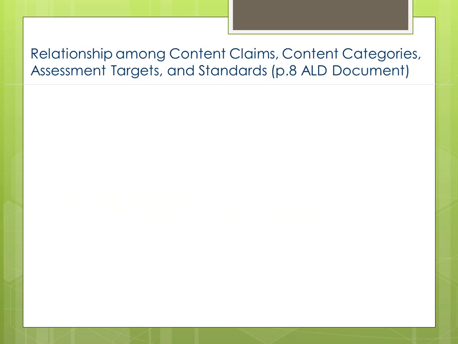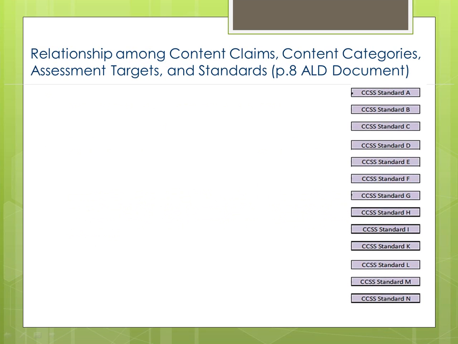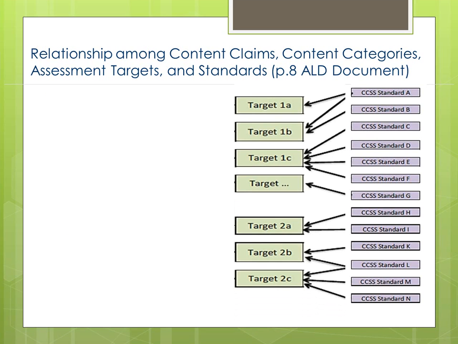Let's look at the relationship among content claims, categories, assessment targets, and standards. We did not provide the achievement level descriptor document, but we'll want to reference it. This is from page 8 of that document. The Common Core State Standards are the focal point of a claim. Claims must be proven by evidence. The assessment targets map the standards into statements of evidence that will be collected throughout the assessment to prove the claim. For math, assessment targets are derived from the content cluster headings or mathematical practices depending on the number of the claim. And we'll get more specific about that a little bit later.